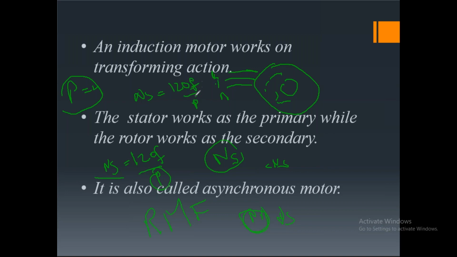So here f is the frequency and p is the number of poles. So 120 into 50 divided by 4. 4 ones are 4, so 30 into 50 is 1500. So it means that the rotating magnetic field is rotating at the speed of 1500 rpm, but the rotor never rotates at 1500 rpm. It is always rotating less than 1500 rpm, so that may be 1490 or 1480.